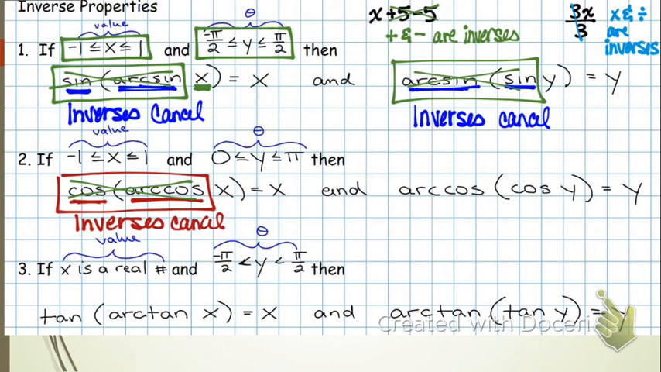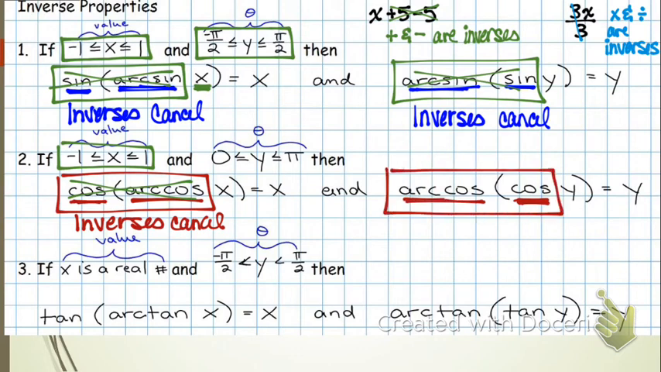If they give me arc cosine, it still has to be in between -1 and +1. What about if they give me cosine inside these parentheses? That angle has to be in between what and what?